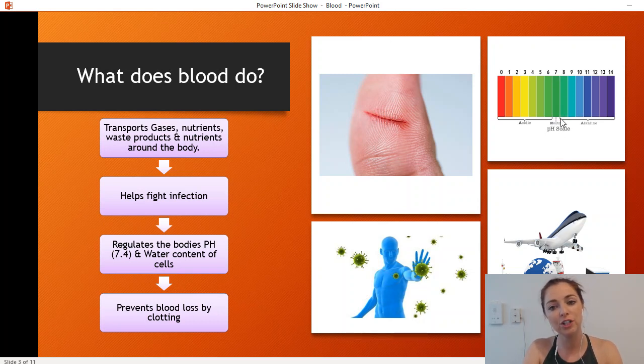When we go on to do the digestive system, it's really interesting. So just keep this in the back of your head, because the way we ingest food and it goes through the body goes through a different array of pHs, but that's for another day. And then regulation of pH and water content. Down the bottom here, fights infection.